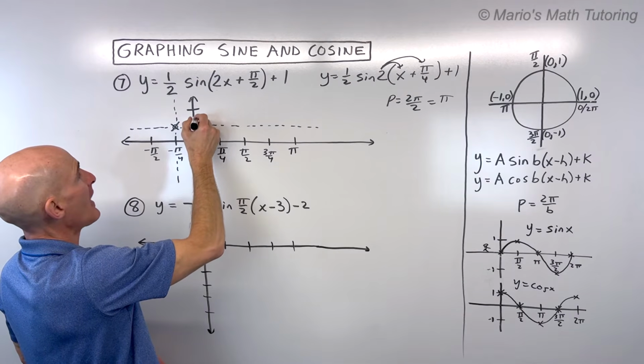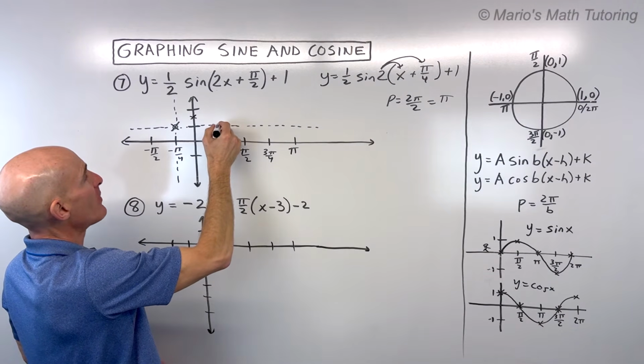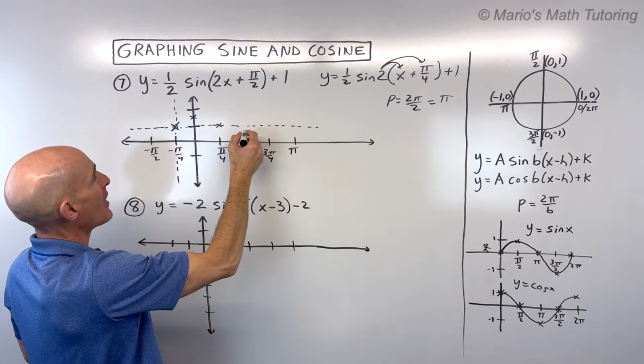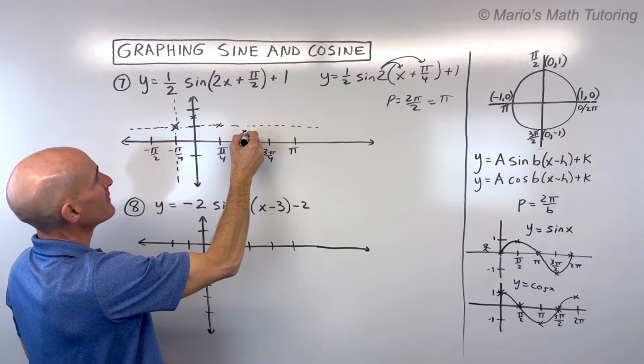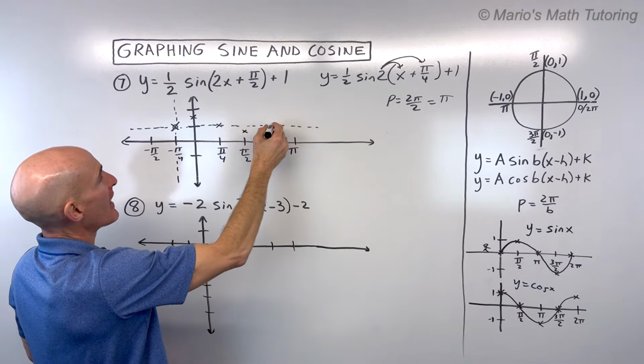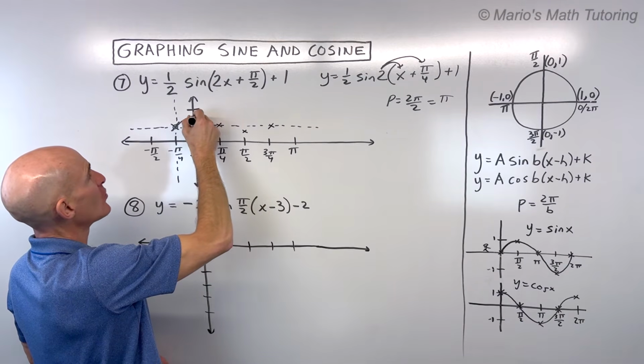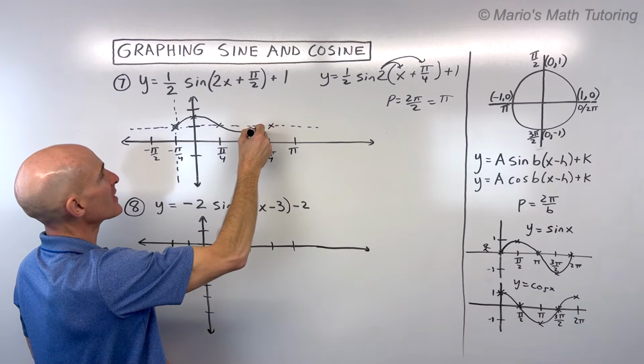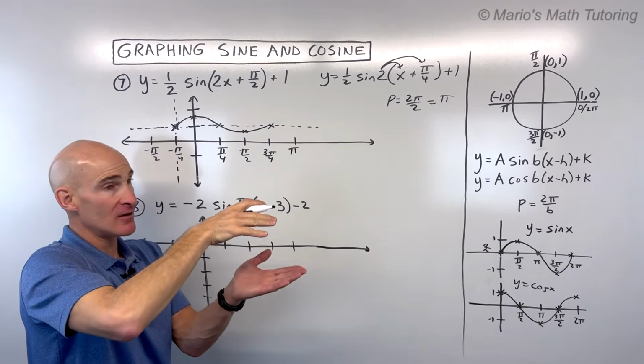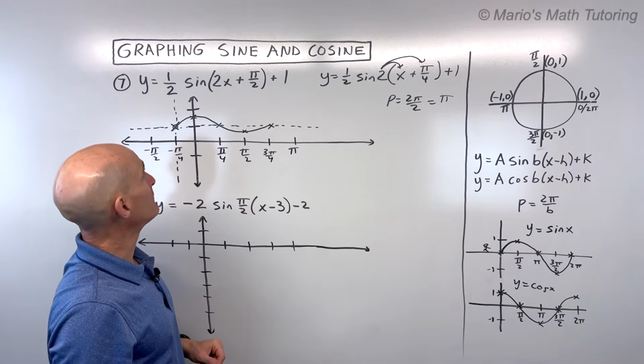It's going to go up 1/2. It's going to go back to the midline. It's going to go down 1/2 below that midline, back to the midline. Okay, and that completes one period or one cycle of our graph. It's definitely been squished or shrunk vertically, right?